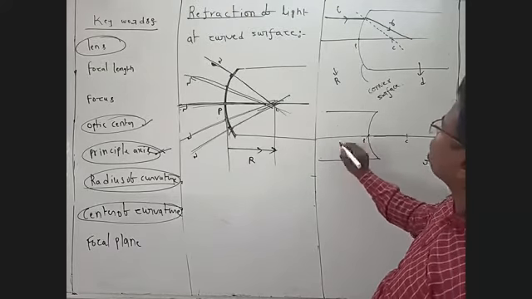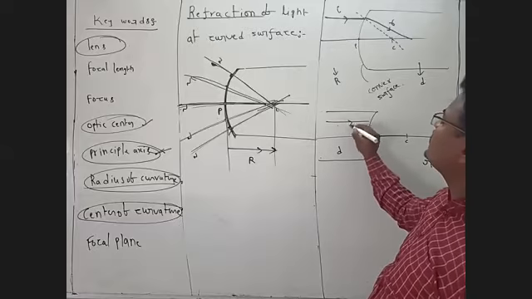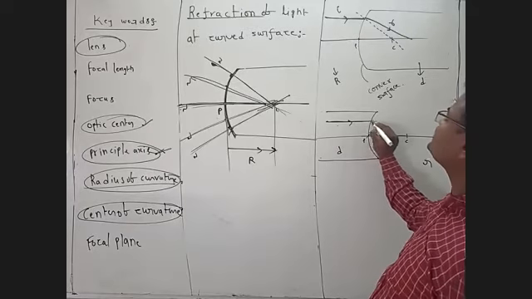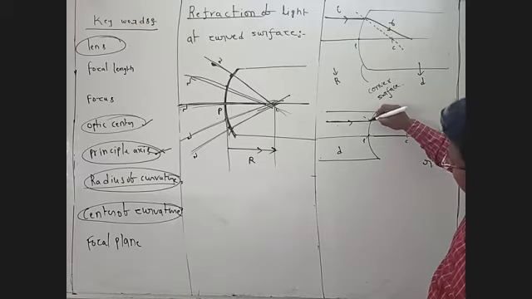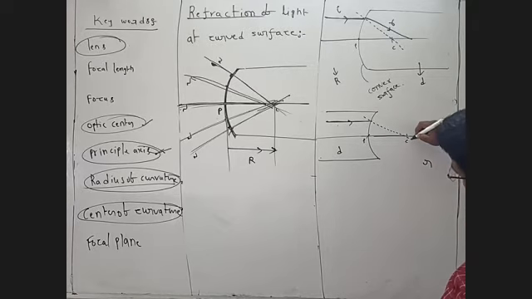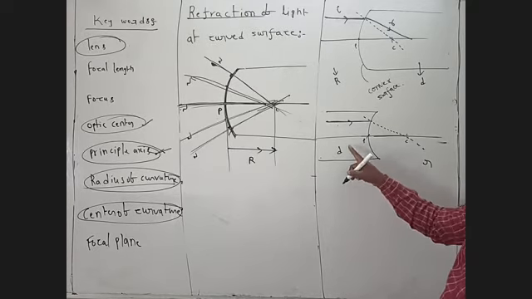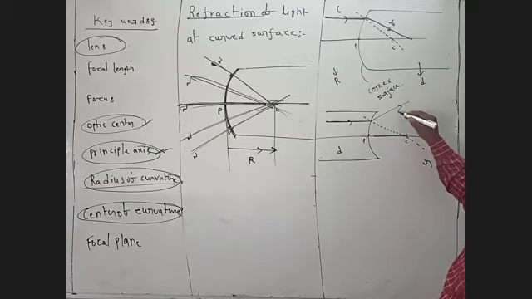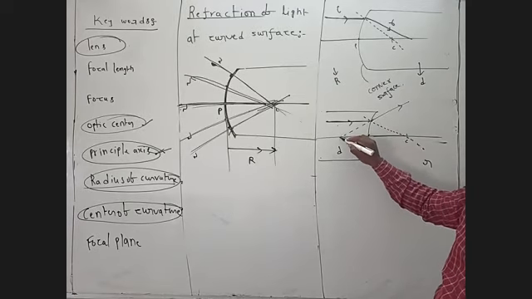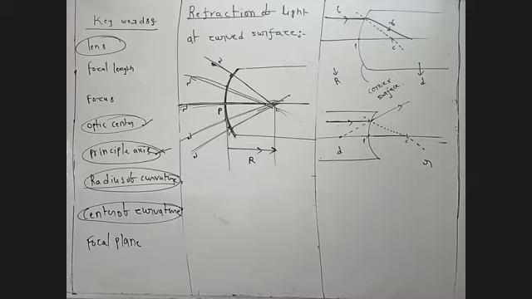Now light travels from denser medium to rarer medium. This is a light ray traveling parallel to the principal axis, striking a convex surface. This is the normal. Light travels from denser to rarer medium, so it moves away from the normal. The rays can actually meet at this point.